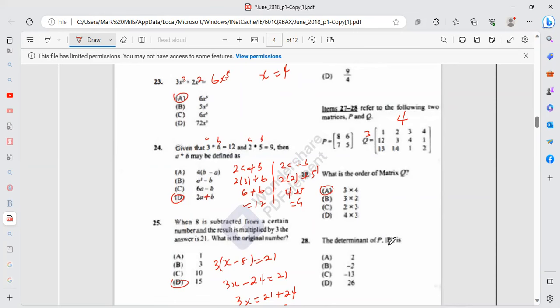Next question. Determine the determinant of P. So we want to find it. How do we find the determinant of P? Anybody remember? A times 5 minus 7 times 6. So it will be 40 minus 42. So I get -2. So B would have been the answer.